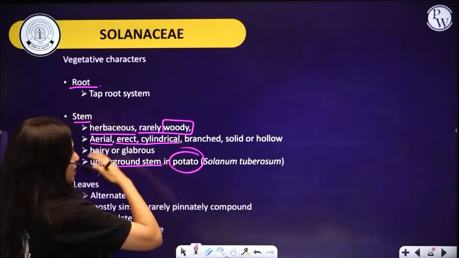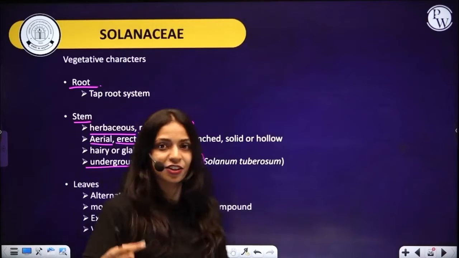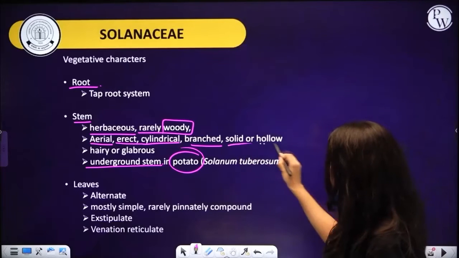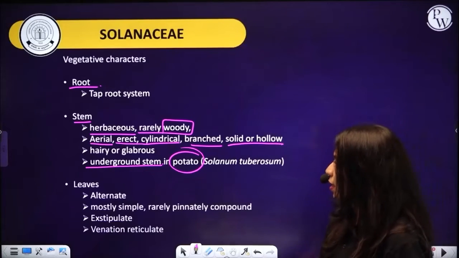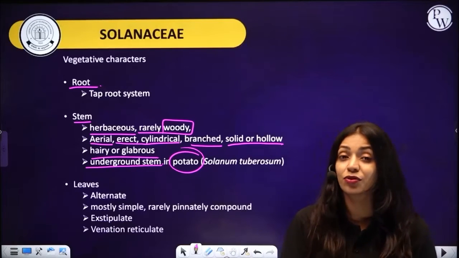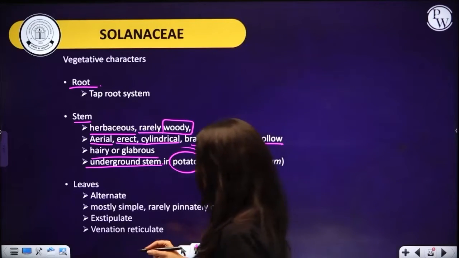The stem may be cylindrical. It is cylindrical. It may be branched. It can be solid or hollow. The stem is hairy. You can find hair, presence of trichomes on the stem. So the stem is hairy.